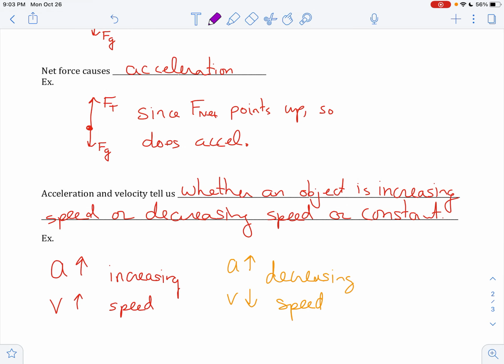So then lastly, if acceleration is 0, so that has no direction, and let's say velocity is going up. Whoops, I messed up here. Acceleration, oh no, we're good. If velocity is going up or velocity is going down or any direction, we'd call that a constant speed.